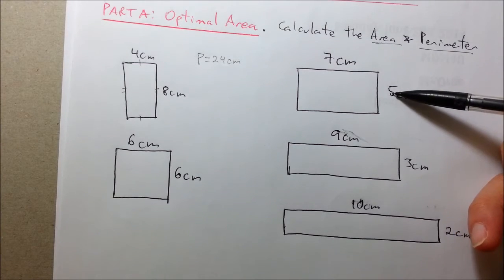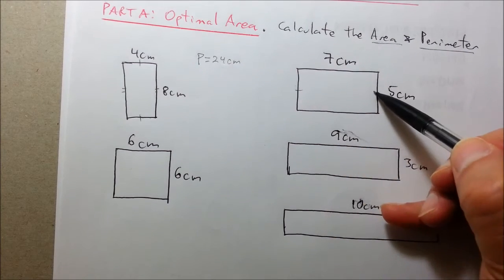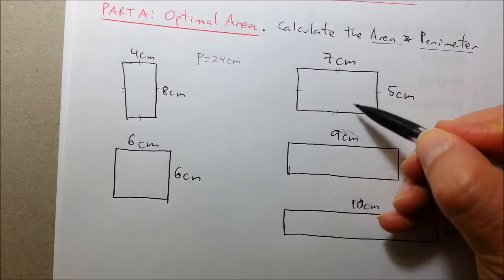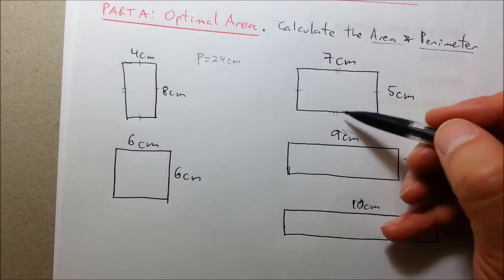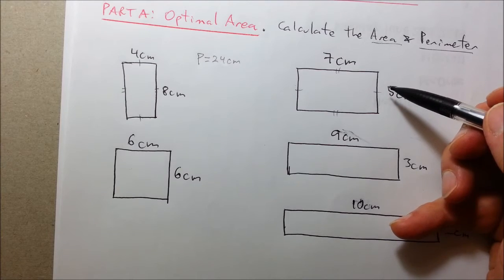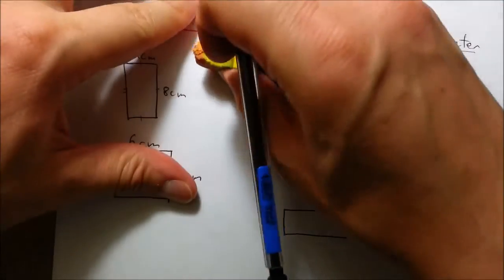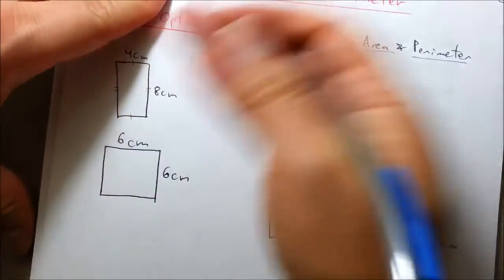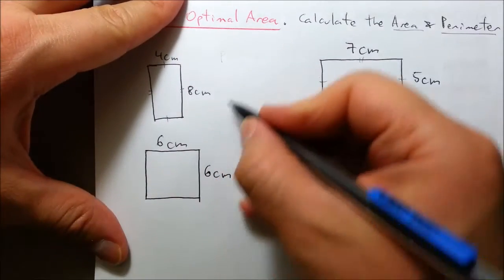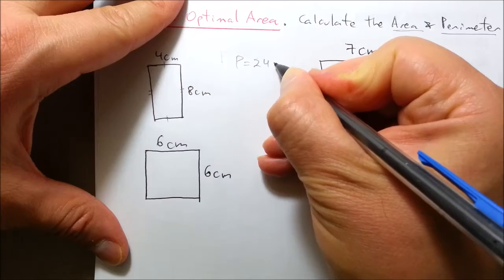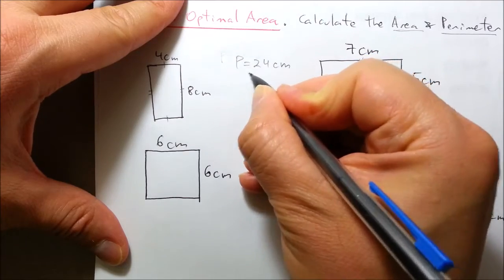Let's say this is 5 and this is 5. These are 5, so that's 10. This is 7 and this is 7, so that will be 14. So 14 plus 10 gives us 24 as well. I'm not going to write it down again, but you see where this is going. Calculate this perimeter now. 6 plus 6 is 12, plus another 6 is 18, plus another 6 is 24.